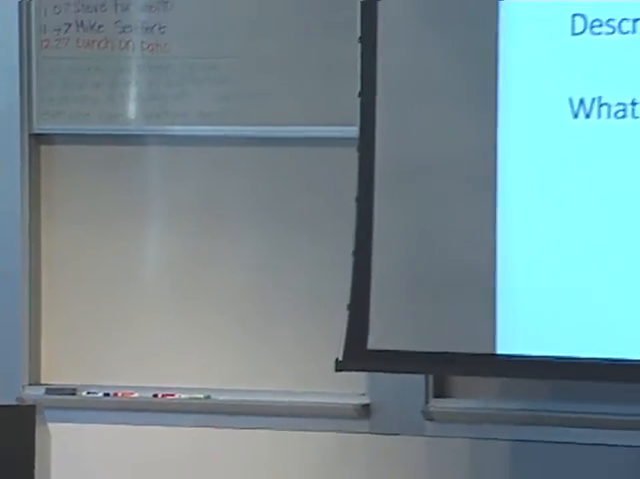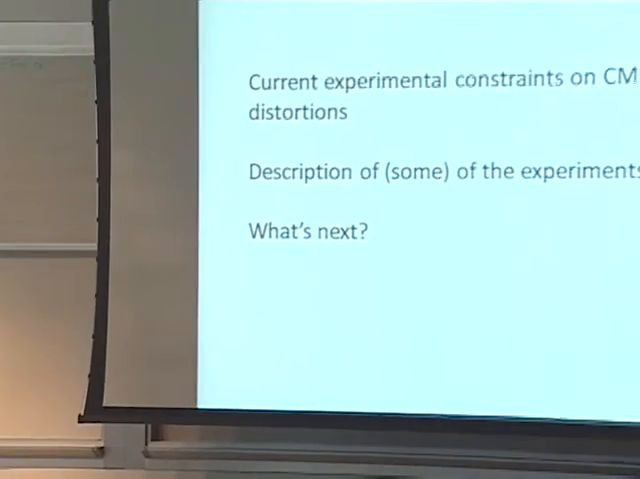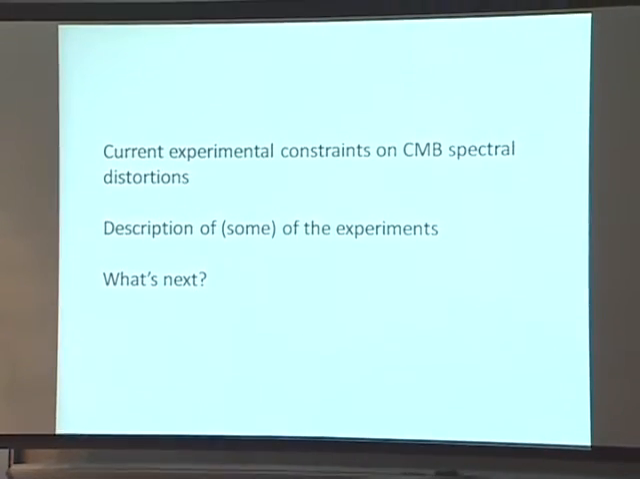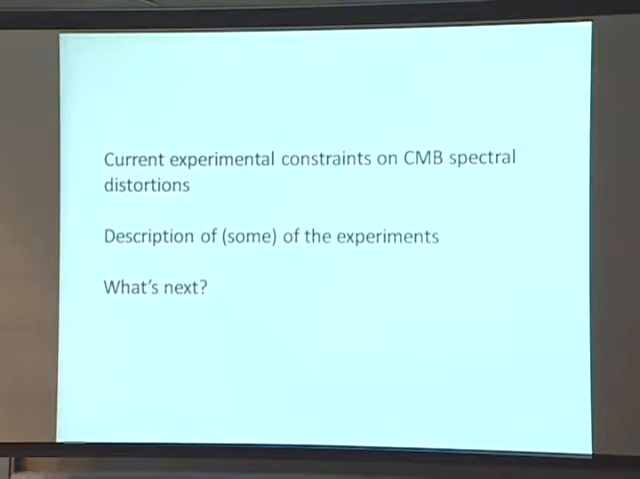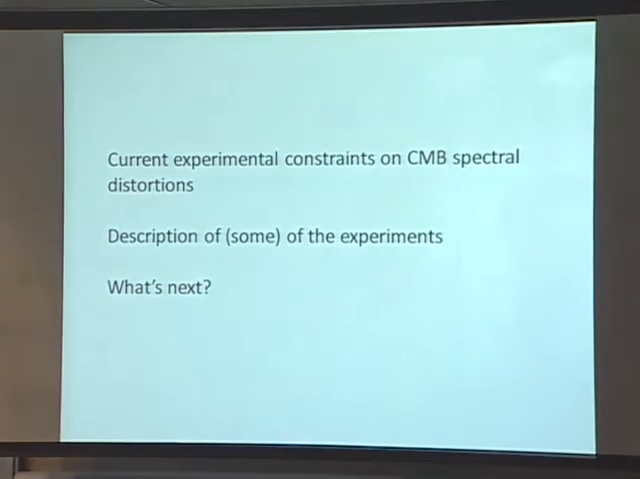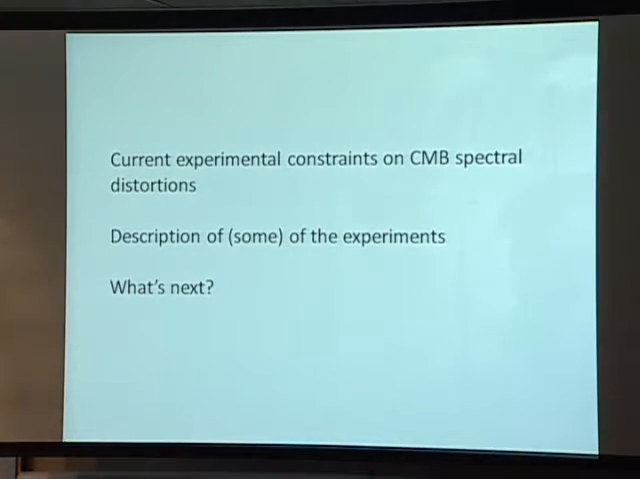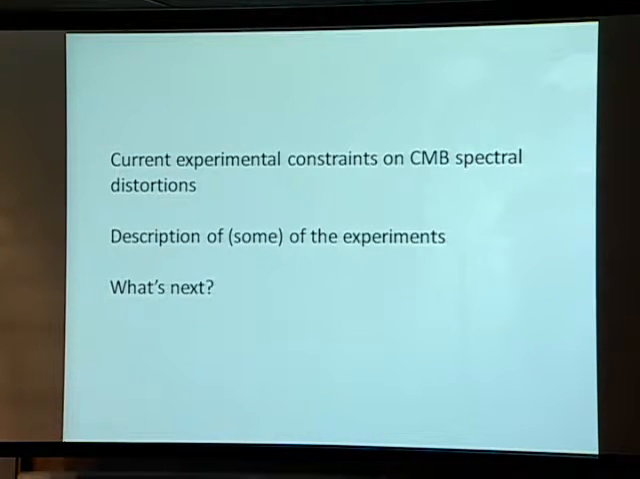So I'll talk a little bit about spectral distortions and the limits on them from a variety of platforms. This will be mostly an introduction, so I won't go too detailed in some of these. But I'll cover the constraints from current and recent experiments, give you a description of some of them, the ones of which I'm most familiar, and try to say a few words about what I think are the next steps.